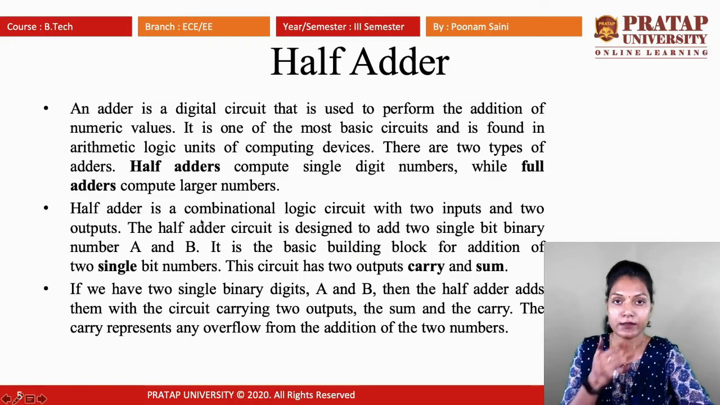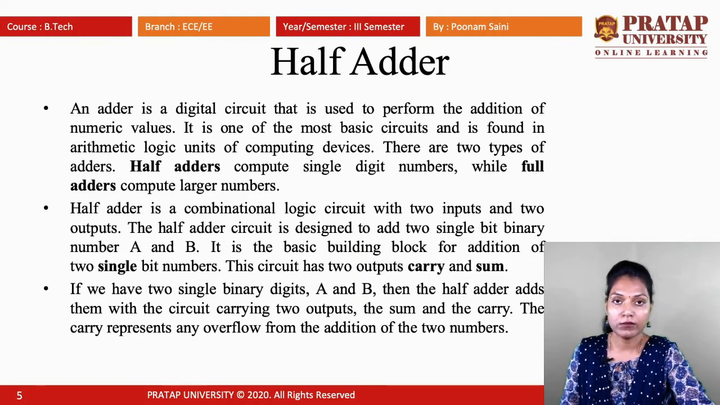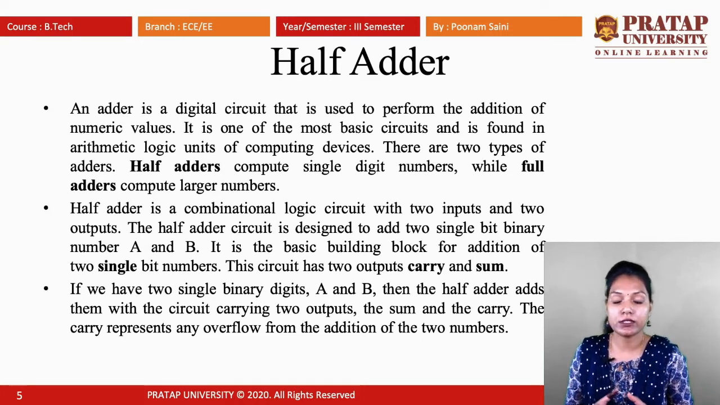Next, another circuit under the combinational circuits is the half adder. What is an adder? As the name suggests, adder means adding. The addition of 2 bits is done by a half adder. The addition of 3 bits is done by a full adder. An adder is a digital circuit used to perform the addition of numeric values. It is one of the most basic circuits and is found in the arithmetic logic units of computing devices.